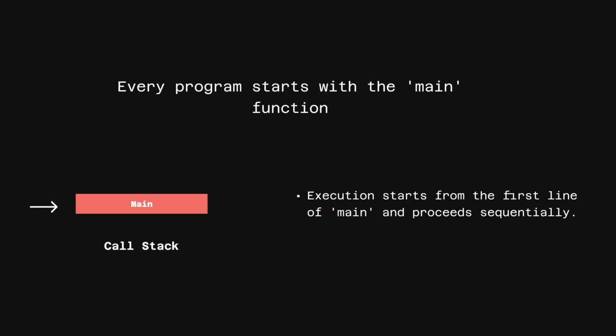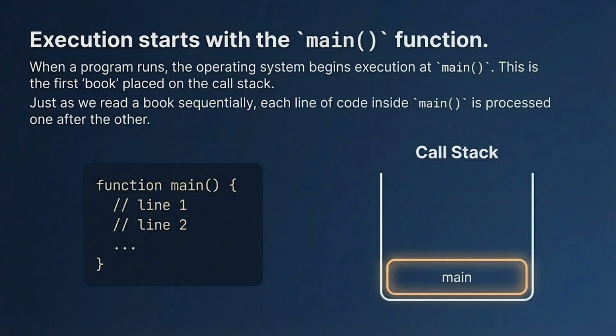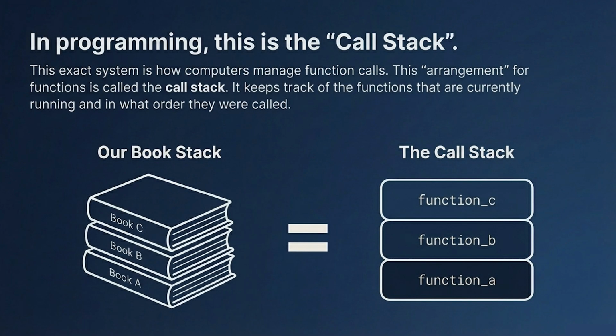When you run a program, the operating system knows to begin execution at the main function. The very first line of code inside the main function's body is where the program's execution begins. Remember our book arrangement example? Well, when we call a function, it's like adding a new book to that arrangement. This arrangement for functions is called the call stack. It keeps track of the functions that are currently running.